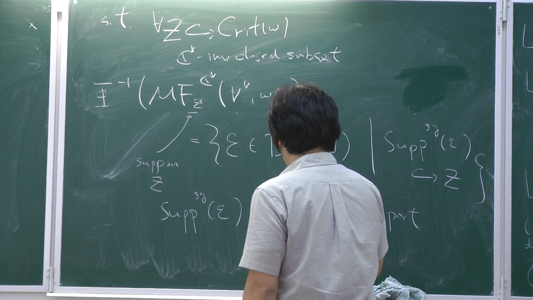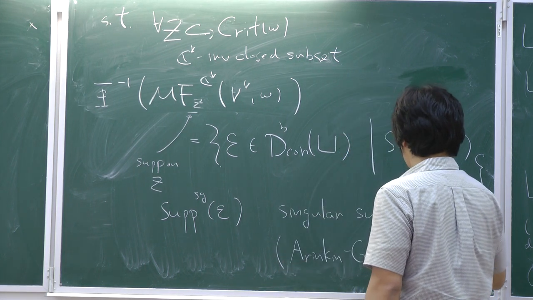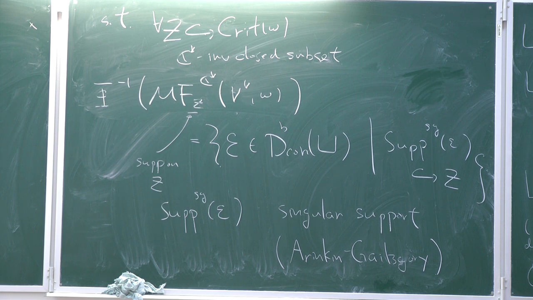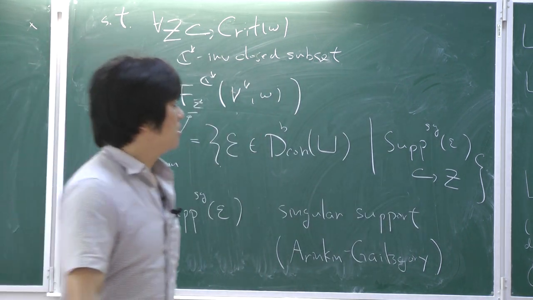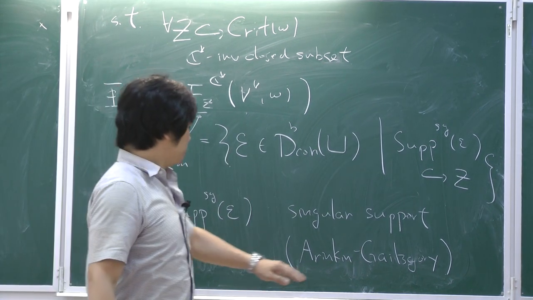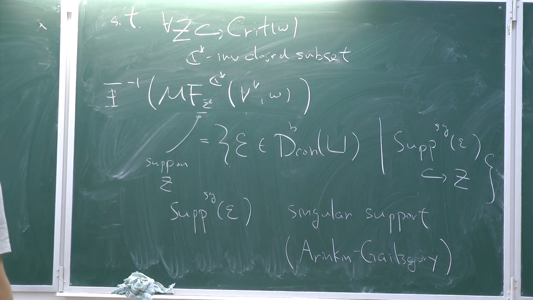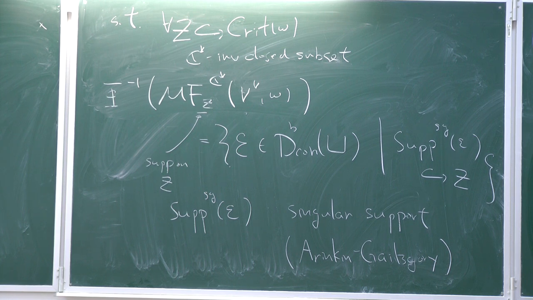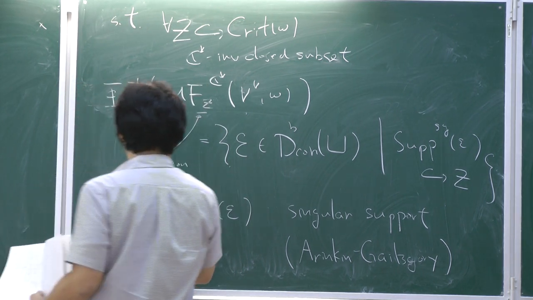So this notion was due to Arinkin and Gaitsgory. Micro-localization of this equivalence? Maybe, but I don't know about this point. You mean this additional fact? Yes, this fact was indeed mentioned in their paper without proof. But anyway, the proof is not so difficult. Yes, I will explain, but this is contained in the critical locus of W.